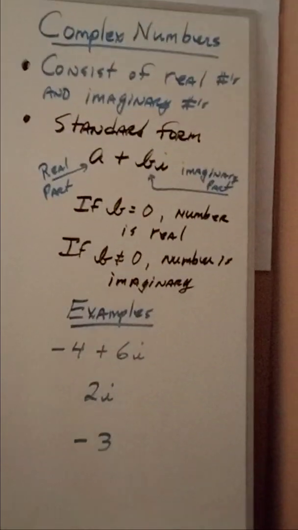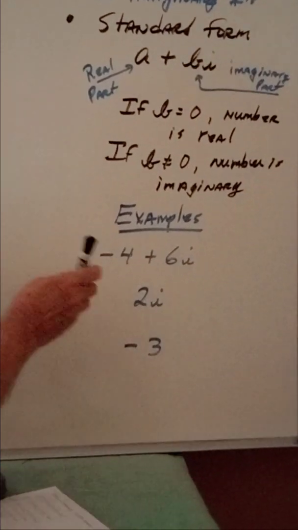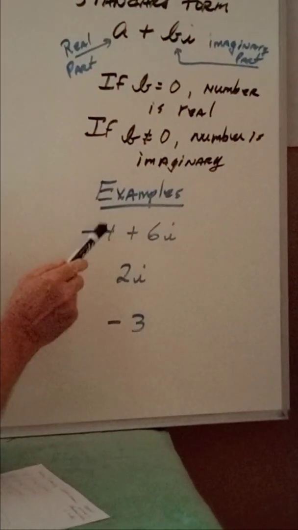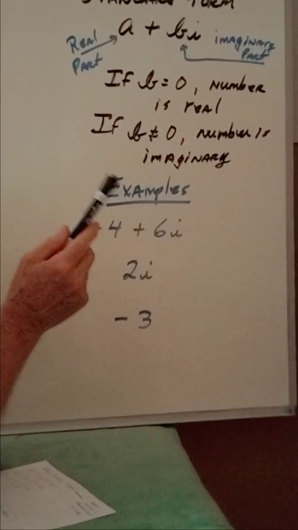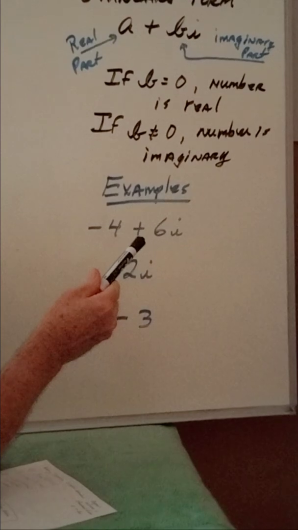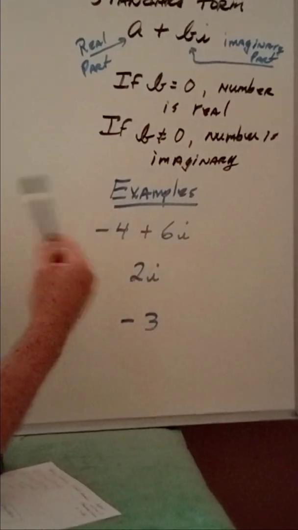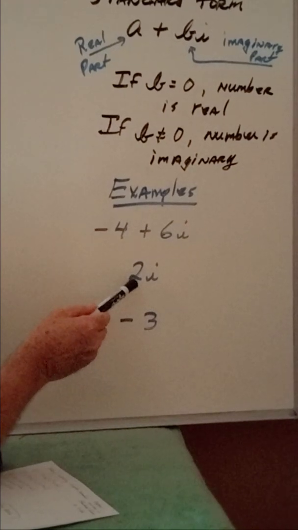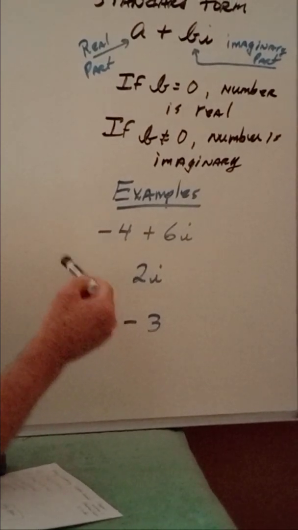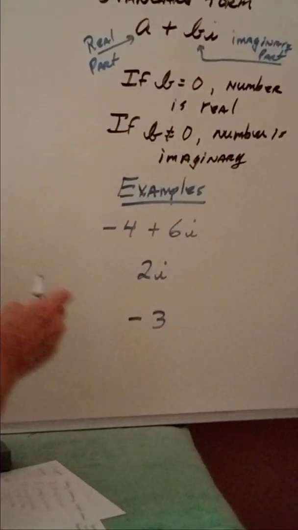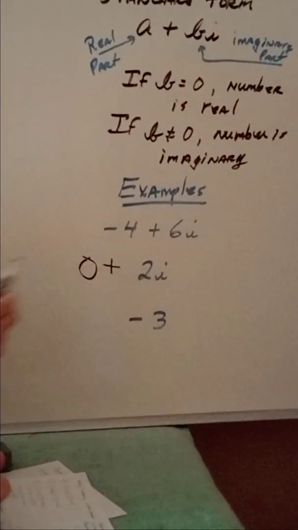Now here are 3 examples right down here at the bottom. 3 examples of complex numbers, and we'll point them out. -4 plus 6i. The -4 is your A. The positive 6i is your BI. Both the real part and the imaginary part are present, so that means B isn't 0 and A isn't 0. The second one, all we have is the imaginary part. We have the BI. We don't have the A. The A is actually 0. There's your A plus your BI. There is no A.